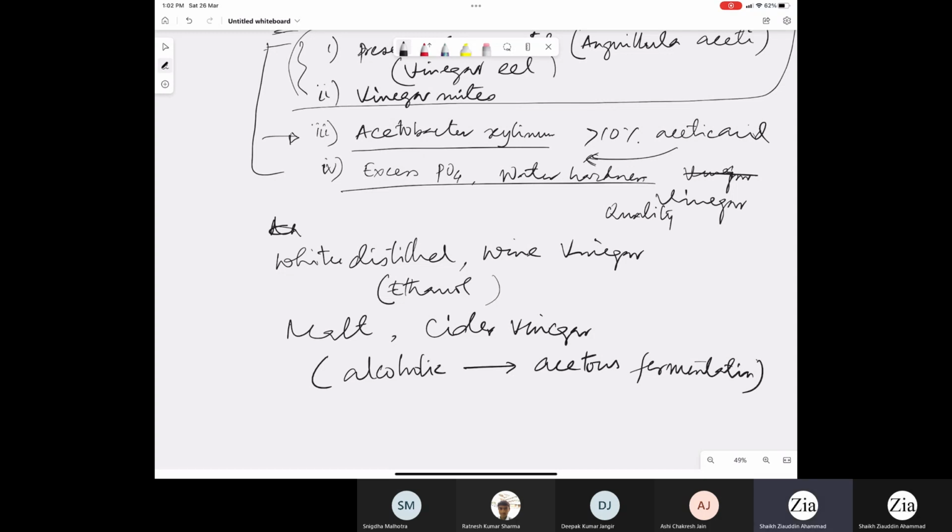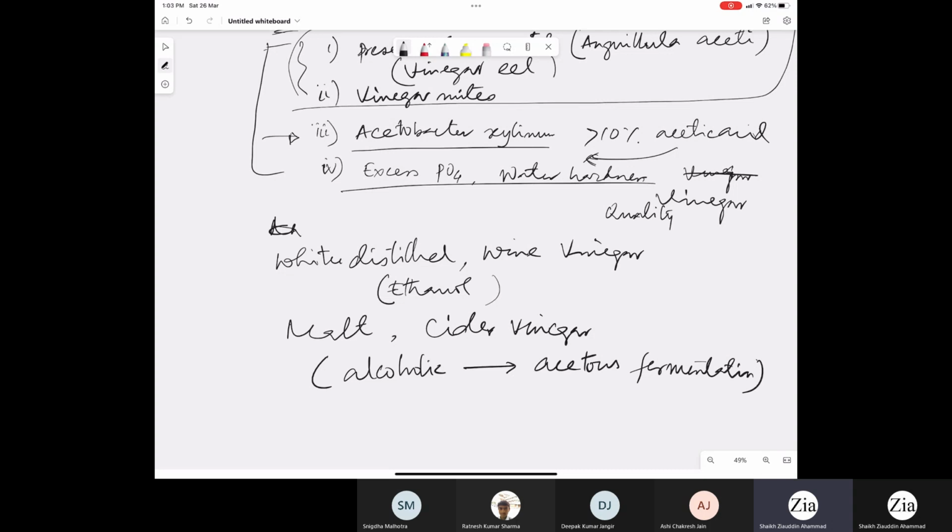And then you do all other processes, like if you need to remove the solid, if you need to remove the bacteria, then you do filtration, then centrifugation, filtration, and clarification. And if you need to up concentrate the vinegar, then you can do it by freezing process or by distillation.